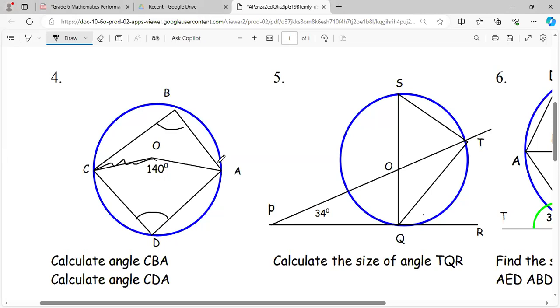CBA would be the angle at the circumference, while the 140 will be the angle at the center. So all we have to do, just follow the rule, divide by 2, right? Because angle at the center is twice the angle at the circumference, or the angle at the circumference is half, so we just divide it, and that will be 70. So this angle works out to 70 degrees.